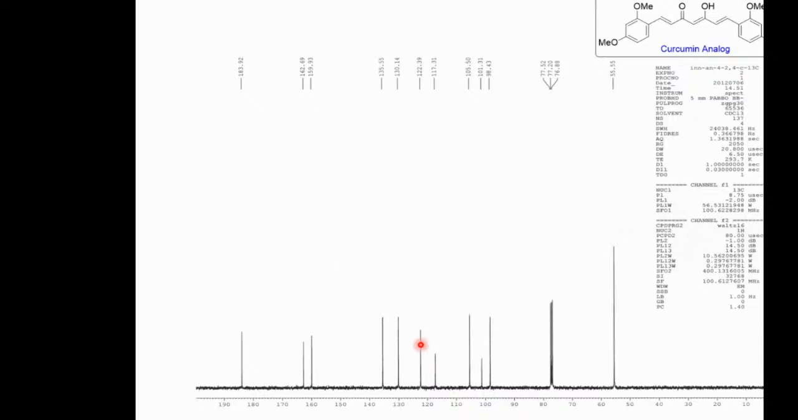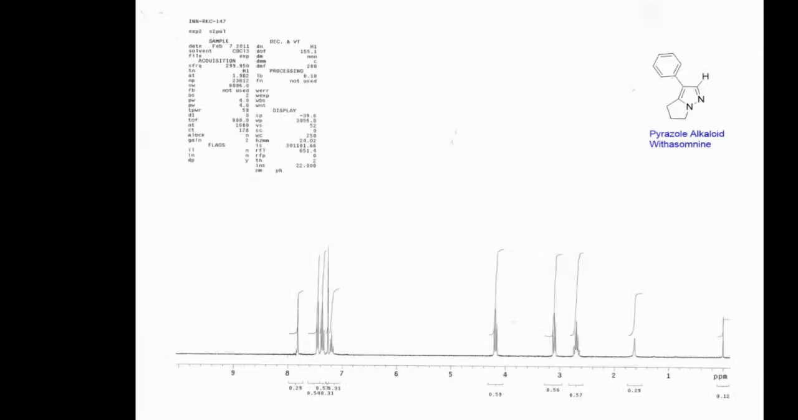And you also have other olefinic carbons which come in this range. So it will take some time if you need to assign each one perfectly, but I hope you get a feeling. Let's move on to another structure.